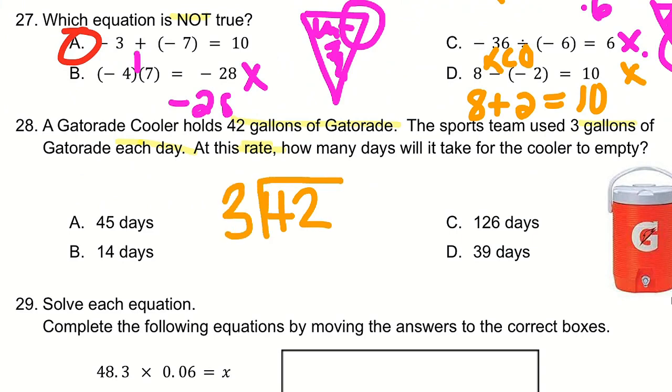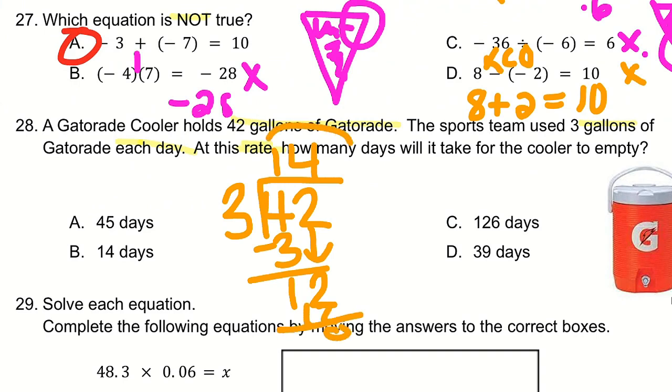I agree. Okay, 3 goes into 4 one time, 3 minus that is 1, and then we bring down the 2, and 3 goes into 12 4 times. And then no more left over. And that is 14 what? 14 days. Each day. 14.